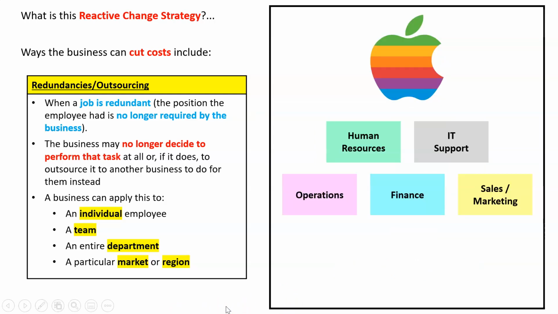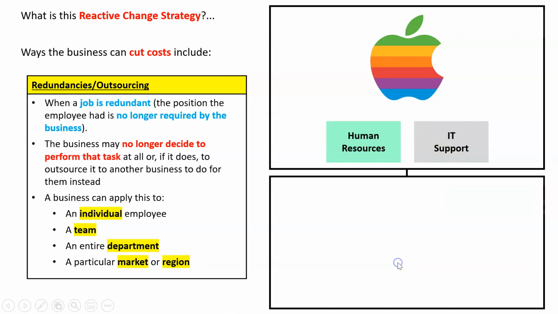Another really good example of this is Apple. We've learned that most businesses have some sort of common departments or areas of responsibility like human resources, IT support, operations, finance, sales, and marketing. Well, many businesses, including Apple, say, why don't we get other businesses to do some of these? We keep some of the core ones, but we outsource a lot of them.